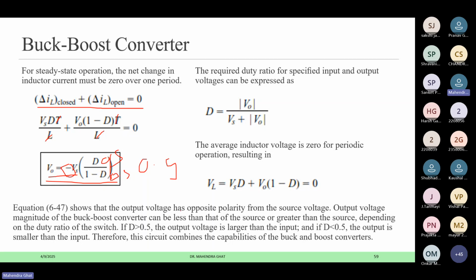So what we can say is, whenever D is less than 0.5, you get buck operation because the output voltage is less than the input voltage. When D is equal to 0.5, you get the output voltage equal to the input voltage. And when D is greater than 0.5, you get boost operation, or a higher value. You can just put one value, say 0.7. So if I put 0.7 divided by 1 minus 0.7, which is 0.3.